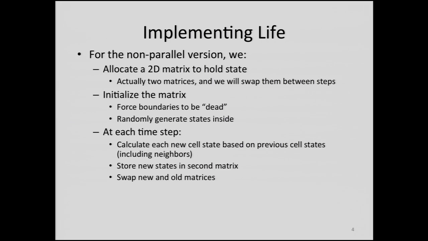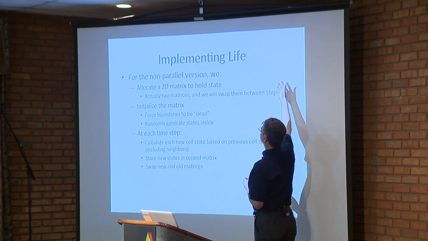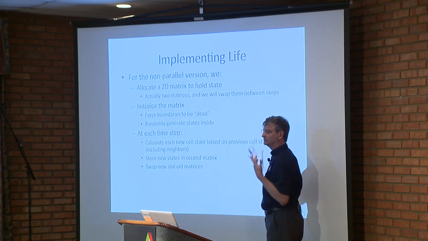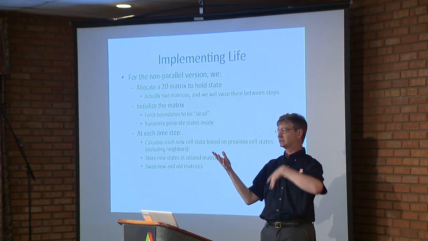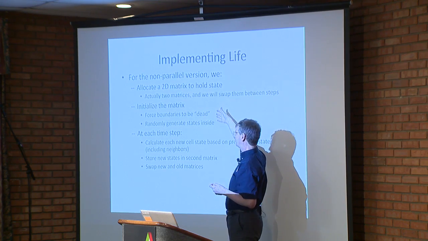So how do we implement this? Part of this is, how do you think about making a piece of parallel code for one of these simulations? And often the right way to do this is to begin without thinking about parallelism, and then figure out how you want to divide the problem up. So we want to implement this. We set up a 2D matrix to hold the state. We'll actually do 2 matrices, so there's the current iteration and the next iteration. We'll initialize the matrix including boundaries.